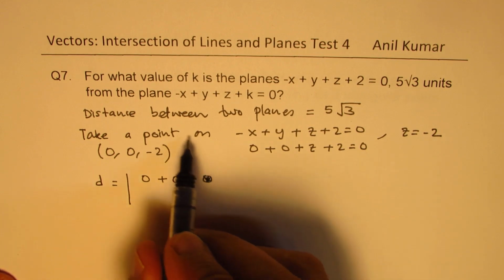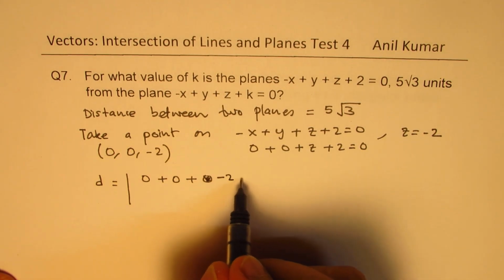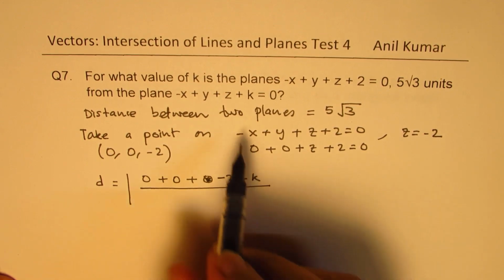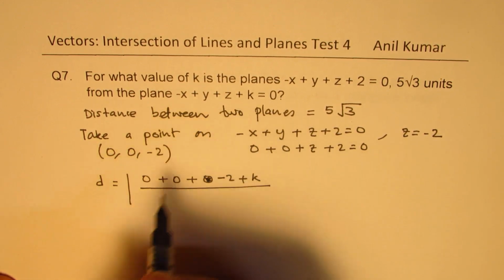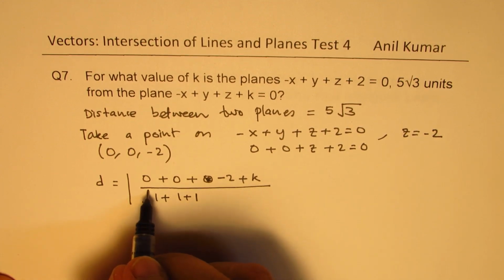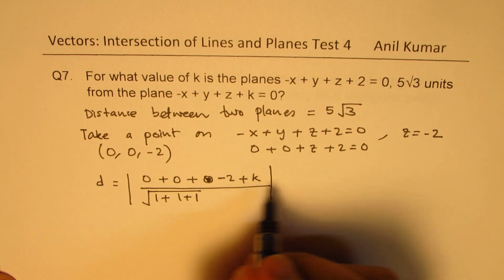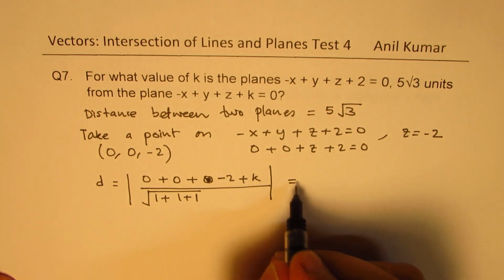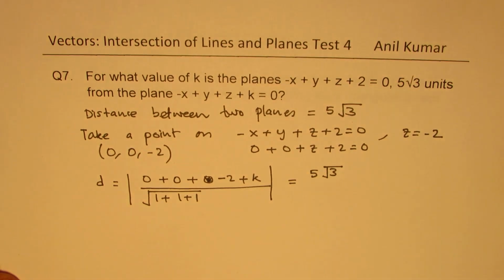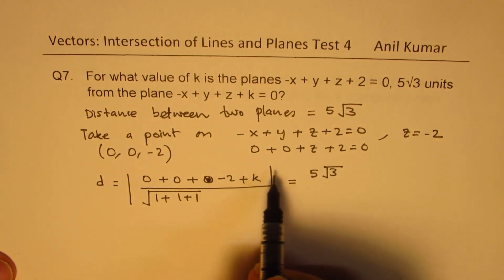So we have minus 2 for z, minus 2 plus k, right? That divided by the magnitude of this, which is square root of a square plus b square plus c square, right? So that is it. And this should be equal to the given value of 5 square root 3. Is it correct? So that is how we are going to solve it.